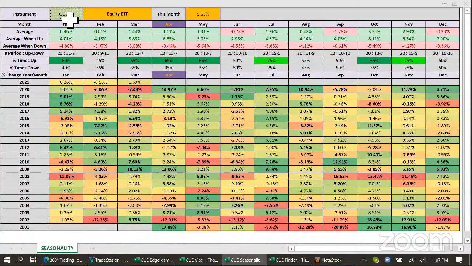Now, if you wanted to check for any stock, you could do that. Many people trade Netflix based on seasonality. Let's check that out, nflx.o.